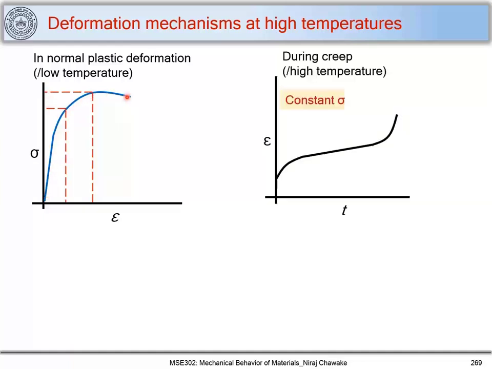While in the case of high temperatures, we keep stress constant as well as temperature constant. So we keep the material at high temperature. We have defined a high temperature as T greater than or equal to 0.4 Tm. And during creep, we get this creep curve. We have been introduced to this curve, and we can see that the plastic deformation increases with increasing time.